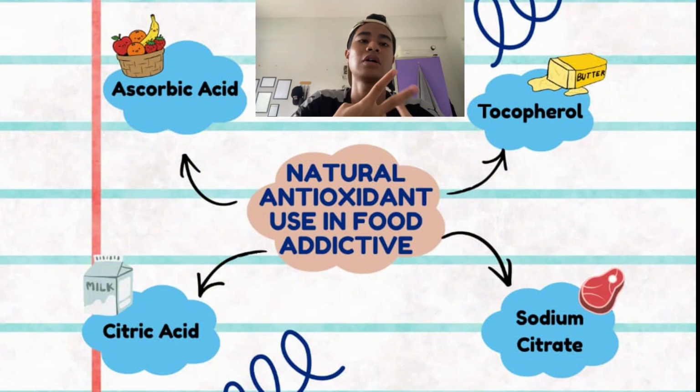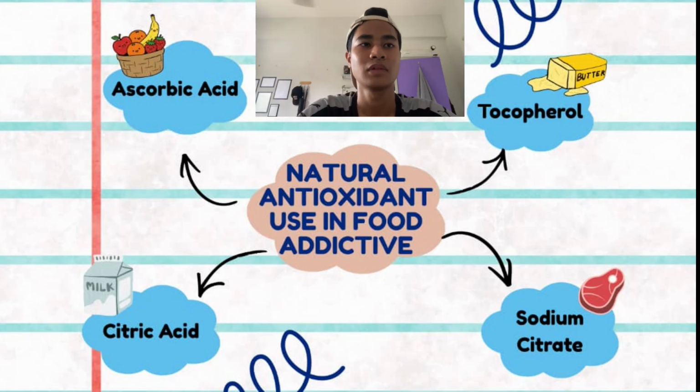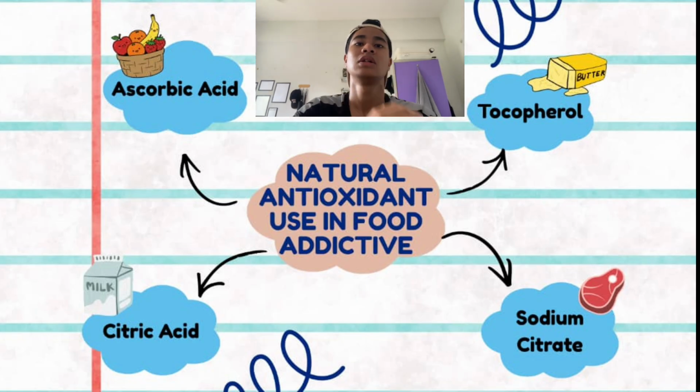And the second one is tocopherols. Tocopherols are natural antioxidants, and tocopherol is the chemical name for vitamin E, a group of fat-soluble compounds known for their powerful antioxidant properties, protecting cells from damage by free radicals, supporting immune function, and maintaining skin health. For example, we can find it in vegetable oils, nuts, seeds, and leafy greens. Also butter.